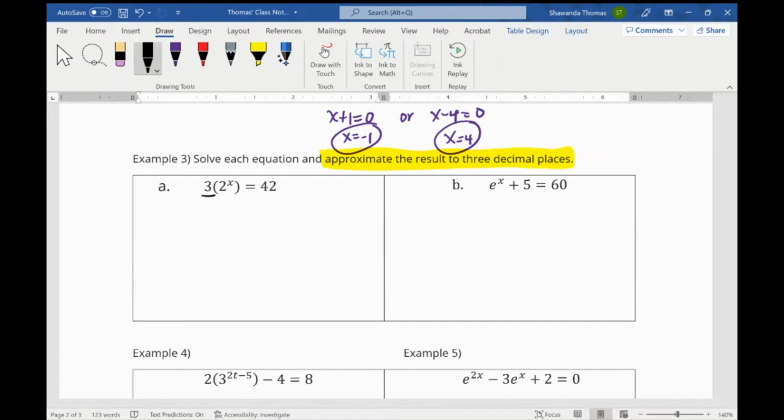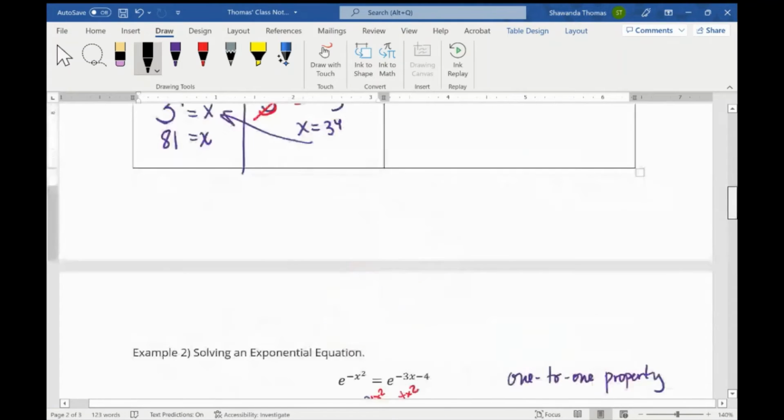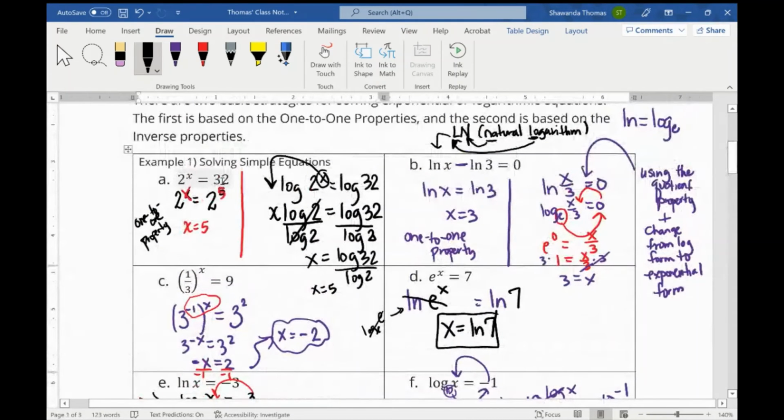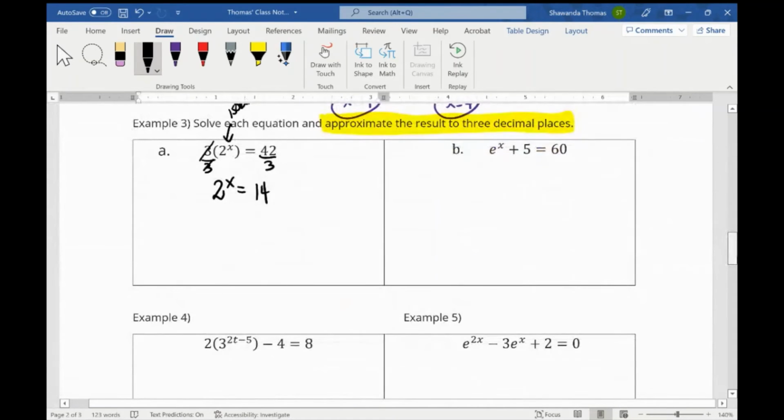All right, so the first thing we're going to do for A is divide by 3 to get rid of that 3, because we want to isolate what's in this parenthesis. In other words, we want to get it by itself. So we divide by 3, we get 2 to the x equals, divide 42 by 3, you will get 14. So now we're in a situation like on the first page. First page, it was very nice, right? Because we know that 32 could be changed to 2 to some power. However, this one is slightly different because we cannot change 14 to 2 to some power.